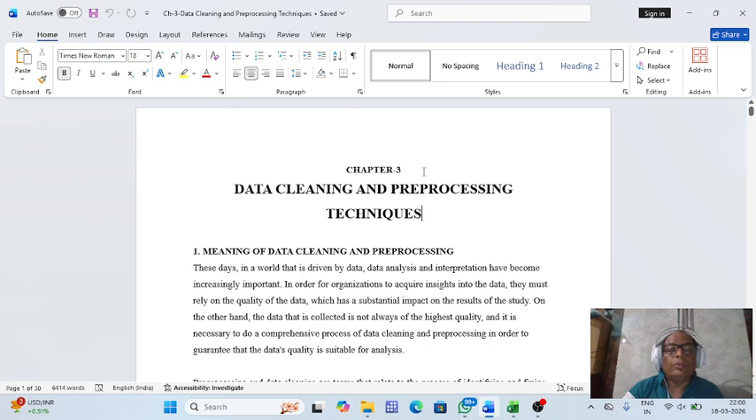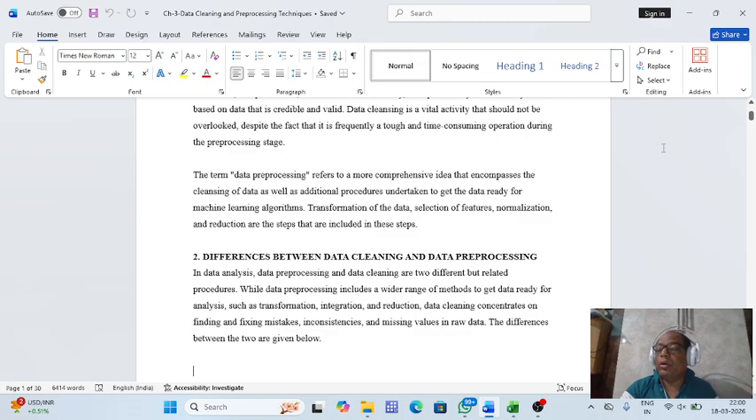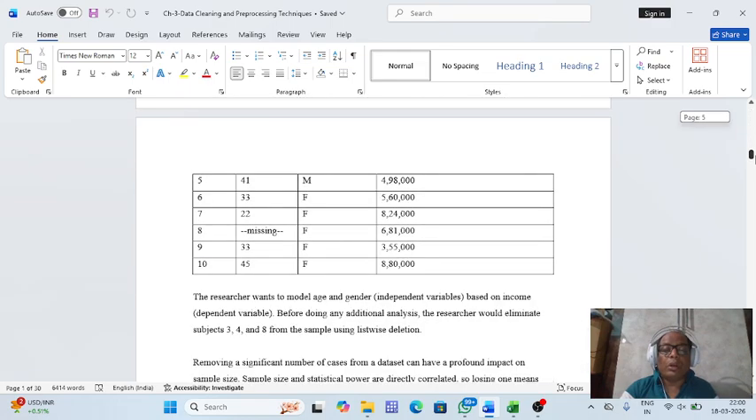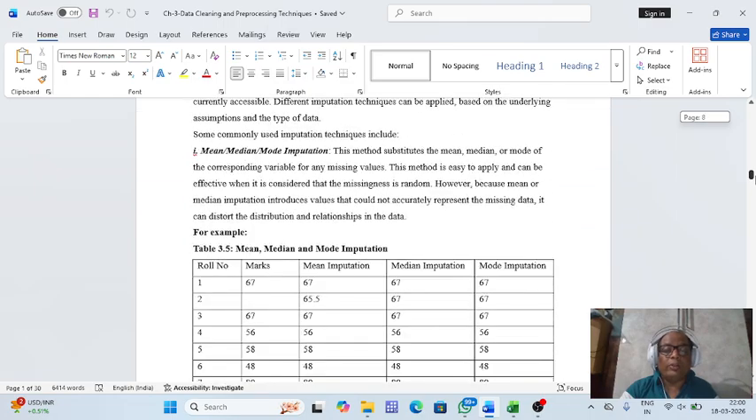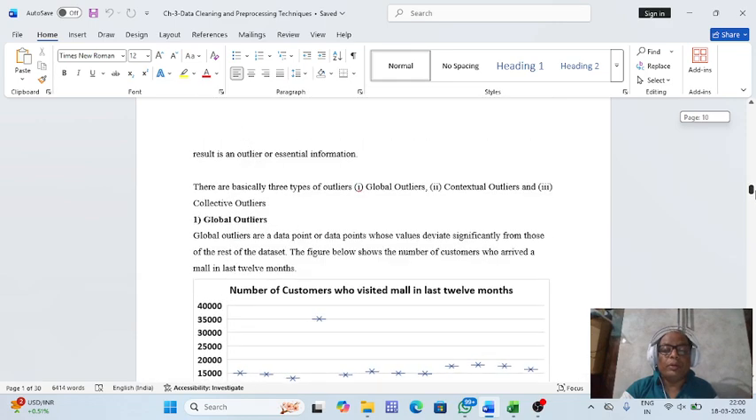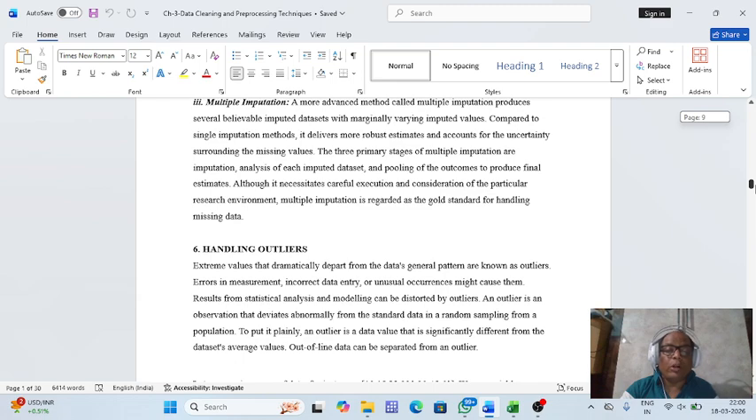So, there is a subject in NEP 5, fifth semester. The subject is Business Data Analytics, and there is a chapter called Data Cleaning and Pre-Processing Techniques, in which one of the most important topics is how to handle the outliers. Okay, so today's topic will be on how you are going to handle the outliers.